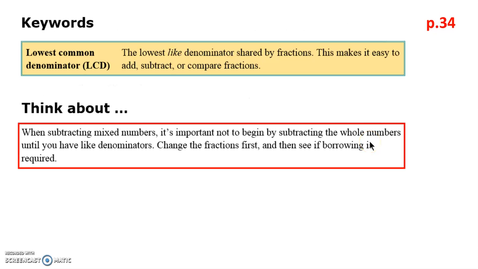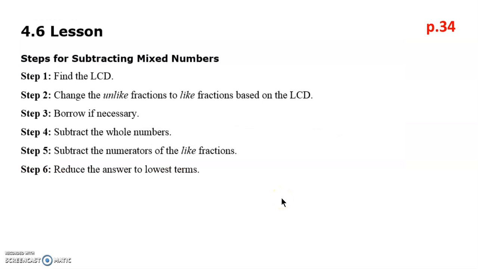For this lesson, we're going to always find the lowest common denominator of our fractions first, so this way we can decide, do we need to borrow or not? Because it's really important with, I think, all fractions to not touch the whole numbers until we've changed the fractions to be like fractions. Then we can see, do we need to borrow or can we subtract our fractions just the way they are? So these are the steps we're going to follow.